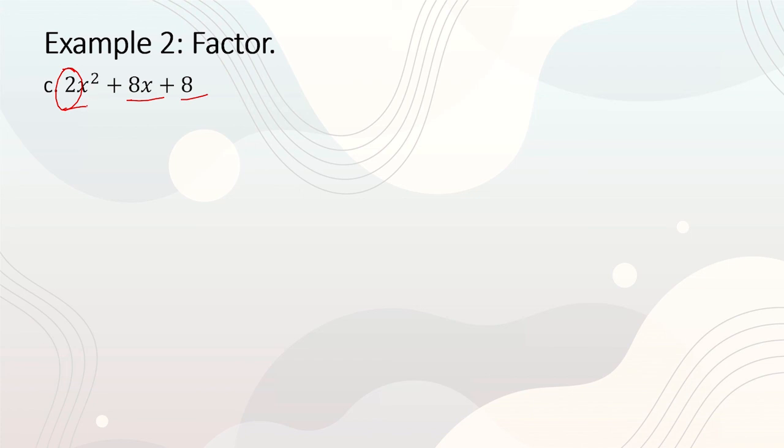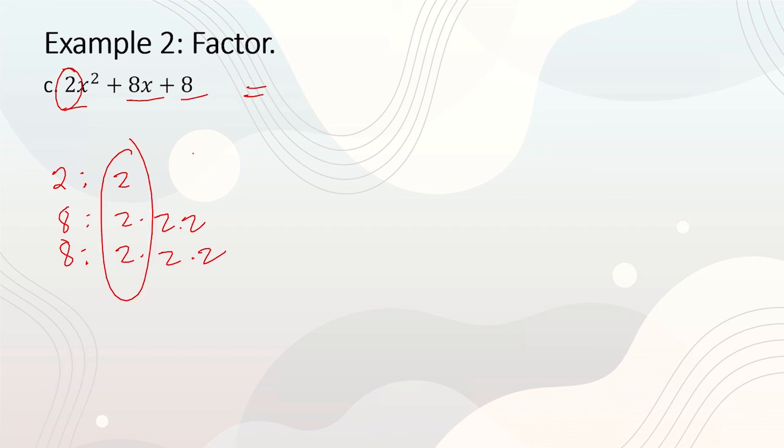Okay, don't forget there's a first step. We have first step in which we have to figure out if there is a GCF in all our terms. So notice that in terms of numerical coefficient, they have a common factor, which is 2. Our 2 is 2 times 1. 8 is 2 times 2 times 2. Our third term is also 2 times 2 times 2. And then, we have a common factor, which is 2. So the GCF here is 2. So you have to factor out the 2.